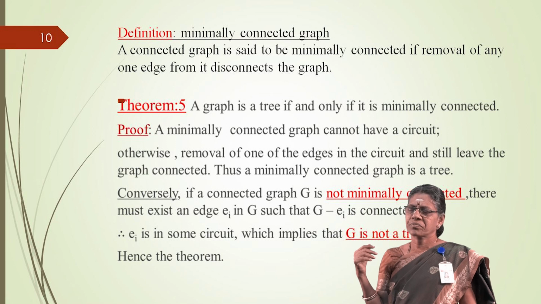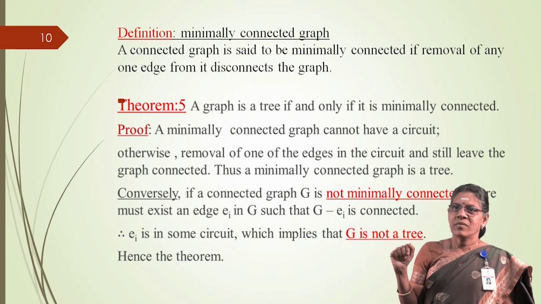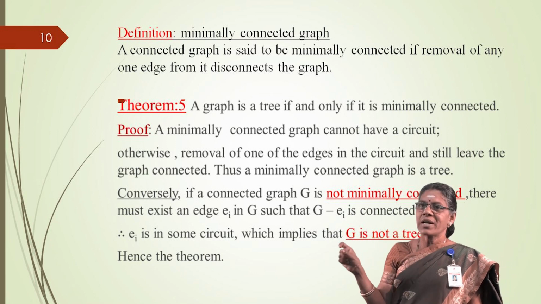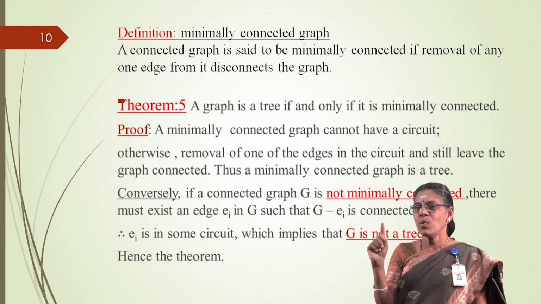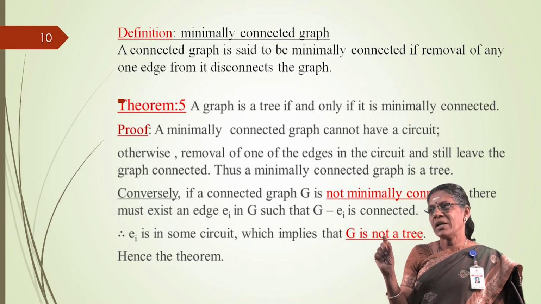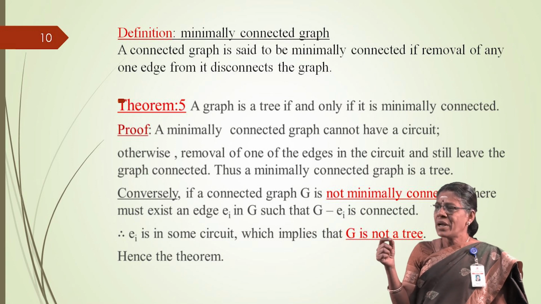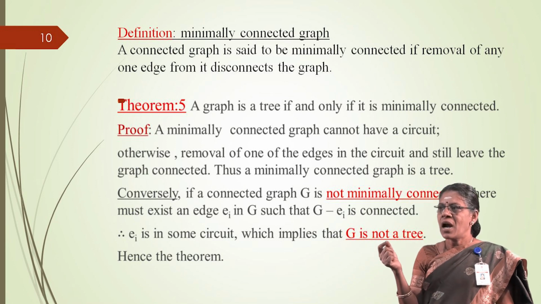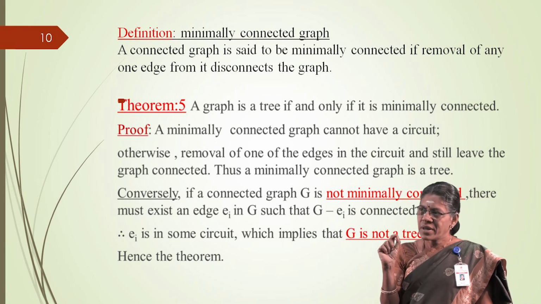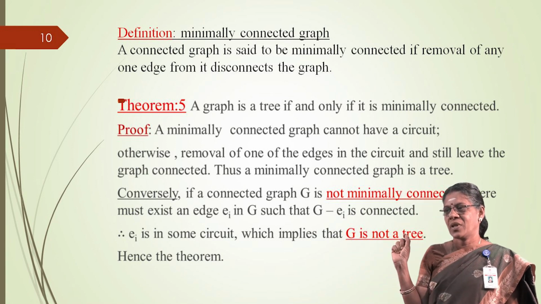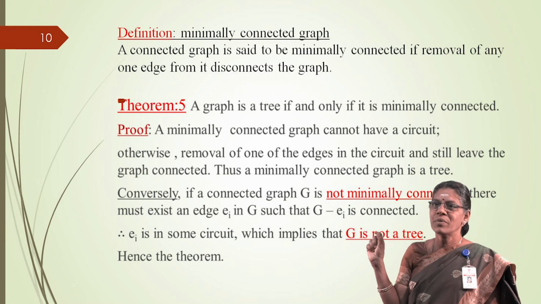Next, what is minimally connected? We have one definition. A connected graph is said to be minimally connected if removal of any one edge from it disconnects the graph. That is a minimally connected graph. So we may combine the term minimally connected graph with the tree. It is stated as theorem 5: a graph is a tree if and only if it is minimally connected.